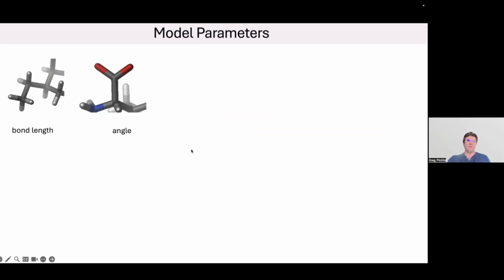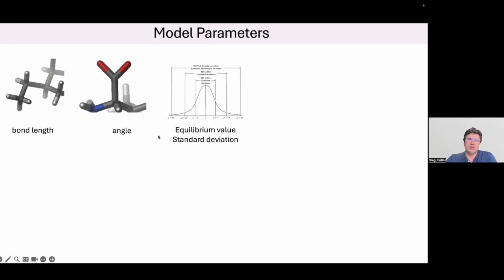Okay, so now when evaluating a model or when doing refinement, there are some model parameters that we use. These include bond lengths, so how far apart two atoms are that are covalently bonded, and bond angles. The more standard parameters used are derived from known high-resolution crystal structures. From these structures, we can characterize the equilibrium, or most commonly seen, bond length or angle between any two or three types of atoms. And then we try to drive them towards that equilibrium value.